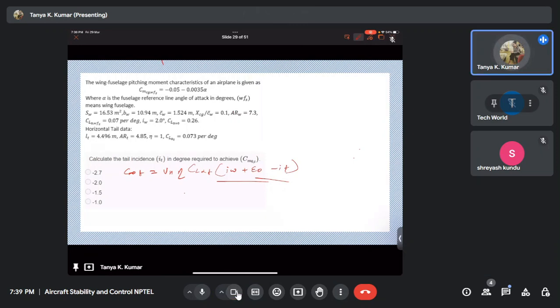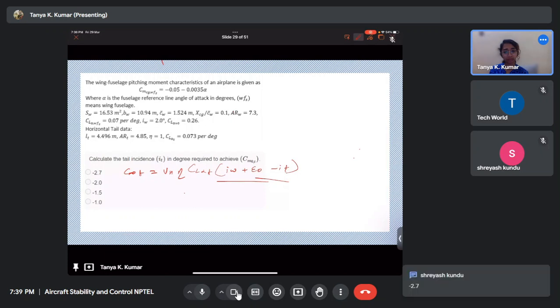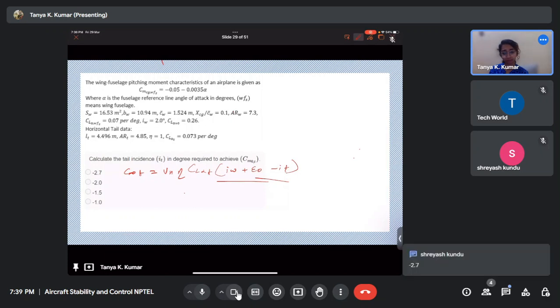So we had calculated the epsilon naught value, right? So you should be able to do it. Just substitute. We just calculated epsilon naught in the previous question. Just substitute that value. Minus 2.7. Okay, let's look into it.